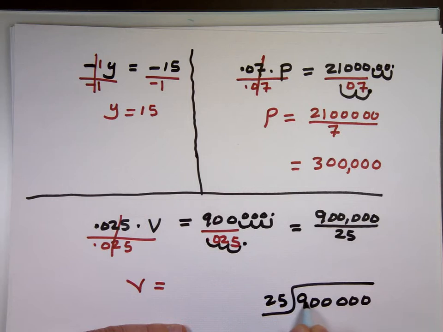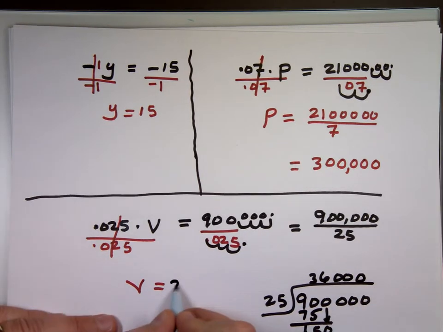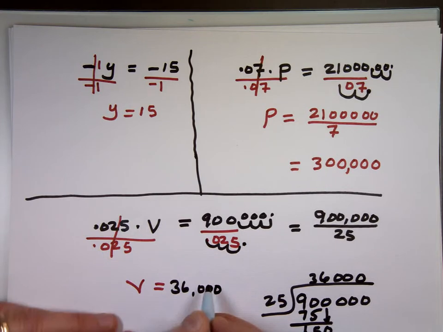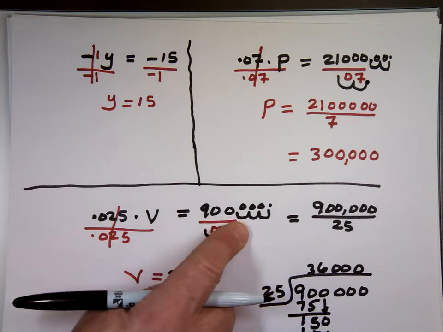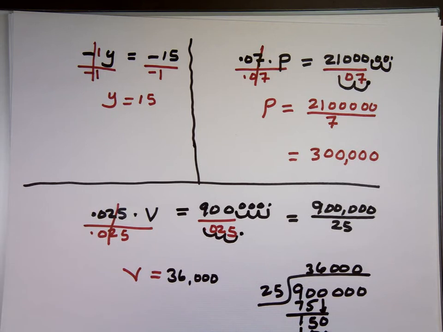90 by 25, 3. 3 times 25 is 75. The remainder is what? 15. Bring that 0 down. 150 by 25 is 6. 6 times 25 is 150. And you have 3 zeros. So the town thinks your car is worth now $36,000. Maybe you bought a BMW. Small one. But that's how they figure your value of the car. If you know what you're paying for excise tax, and if you know the percent is 2.5%, you can figure what the value of your car is according to the town.